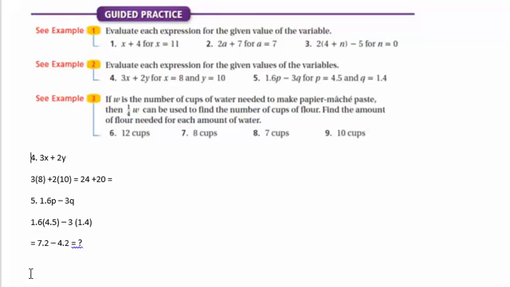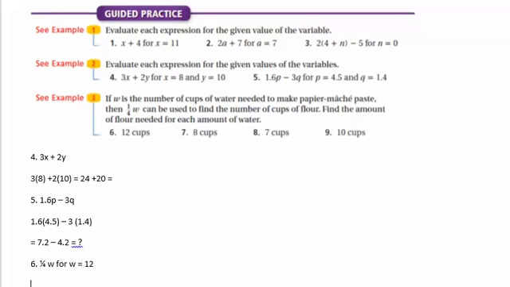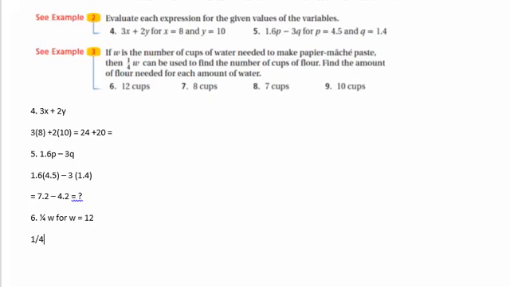Let me get a little more room here. So for number 6, I am going to write down what the expression was, which is 1/4 times W. And then I will just find the answer when W equals 12. So I'm going to even write that, when W equals 12. So I would take 1/4 times 12 to answer number 6. Now to do fractions, you can either change the 1/4 to a decimal. That would be 0.25.